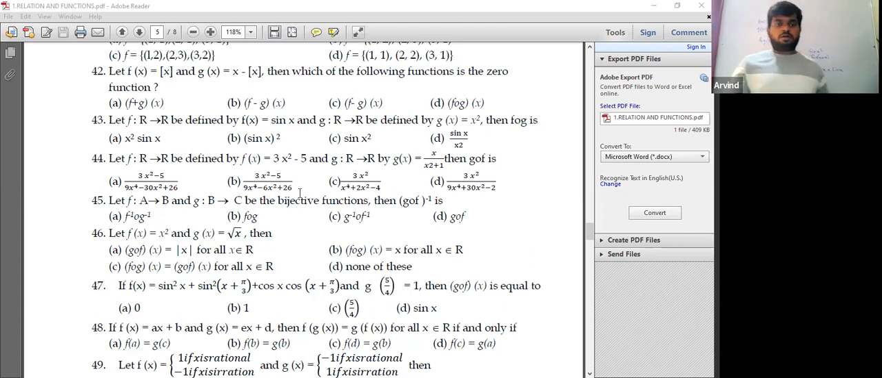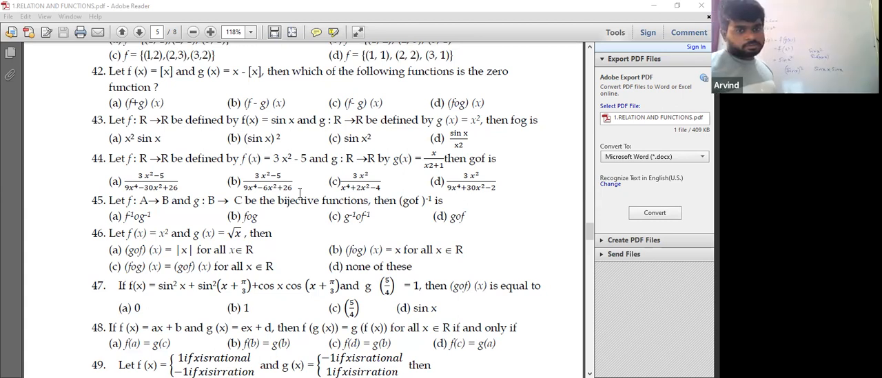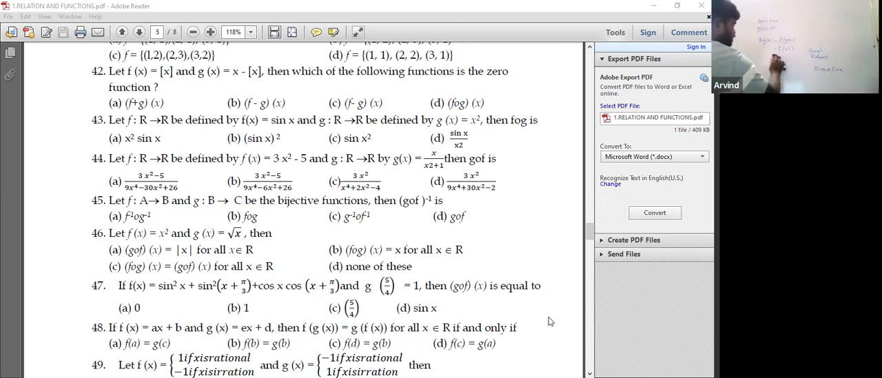Try the 44th one now. f of x is 3x square minus 5. g of x is x by x square plus 1. Then g circle f is... Option A, sir. Option A, yeah, very good. Others also try it. So most of you have got it as option A.